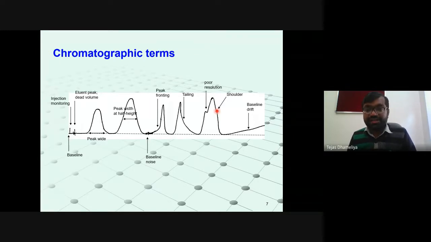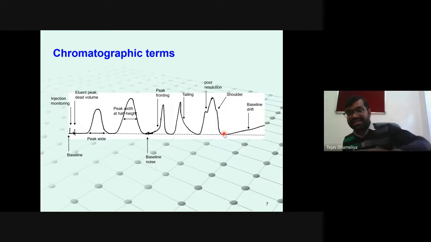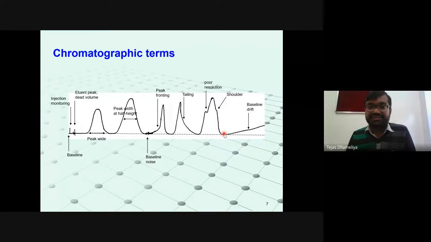And this is what is actually called baseline drift. The baseline was there, it was going, but all of a sudden, instead of coming back to the baseline, it came to the front. That is called baseline drift.